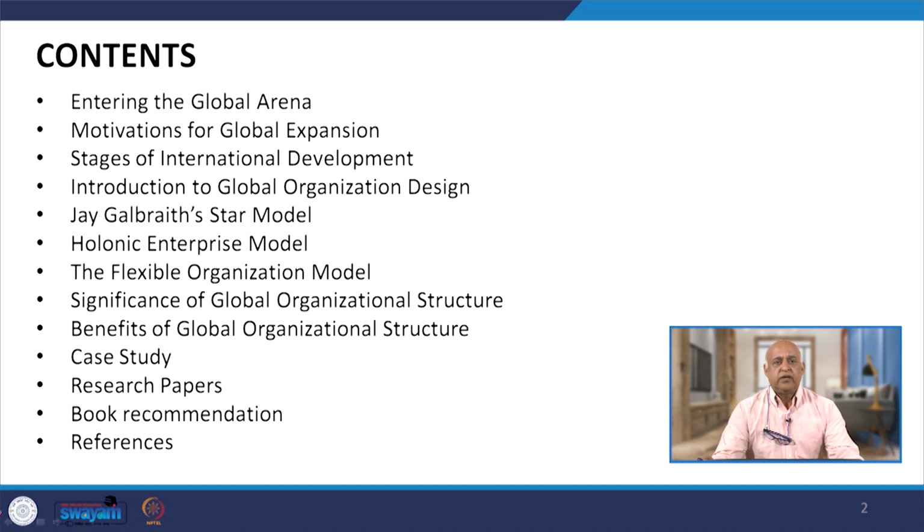In this particular session, we will talk about understanding global organization design. In understanding global organization design, we will talk about entering the global arena, then the motivations for global expansion, then the stages of international development, the structural global organization design, and here J. Galbraith's star model, the Holonic enterprise model, the flexible organization model, the significance of global organization structures, benefits of global organization structures, and as usual, we will be discussing the case study, research papers, book recommendations, and the references.